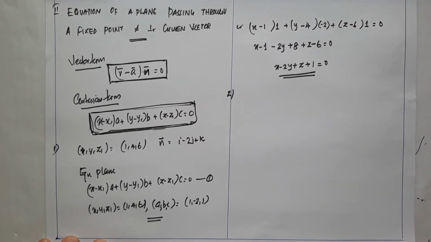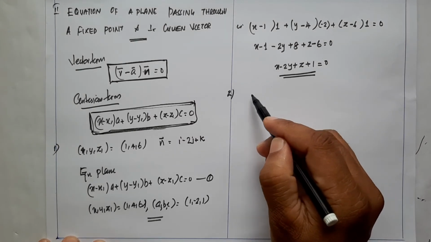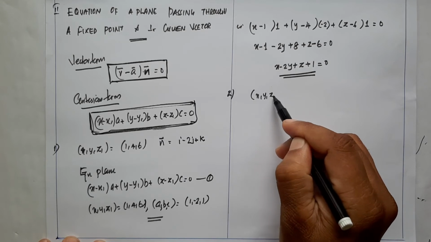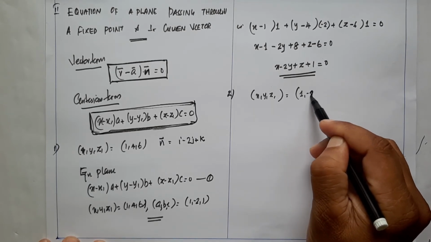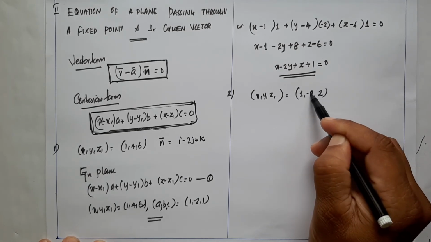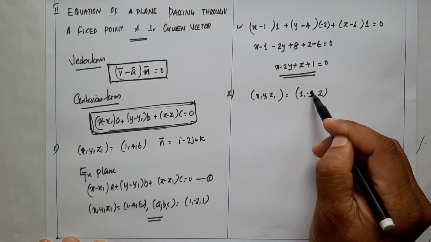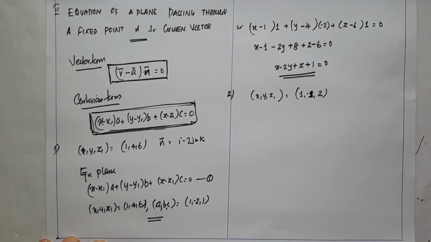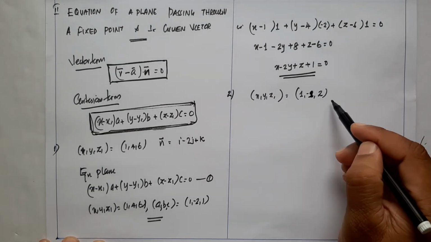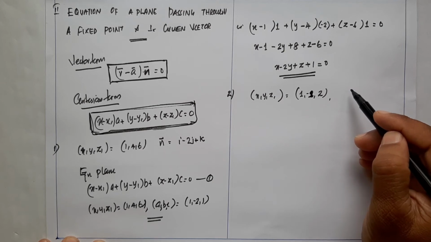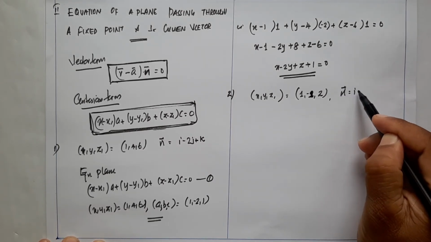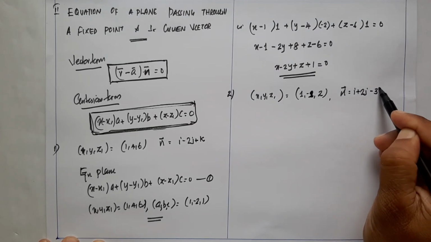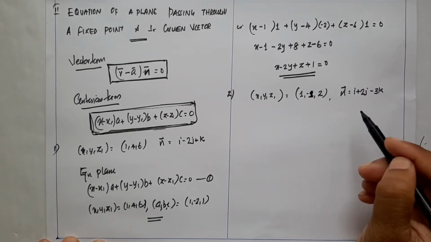Now one more question. Find the equation of a plane passing through (1, minus 1, 2) and is perpendicular to a vector i plus 2j minus 3k.